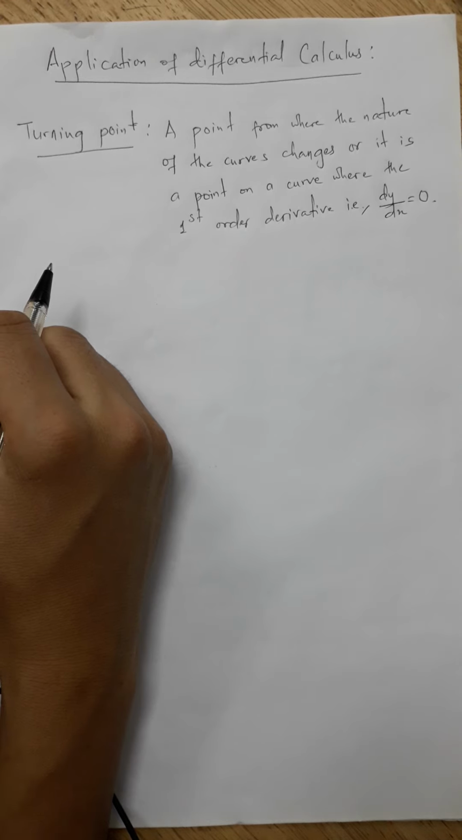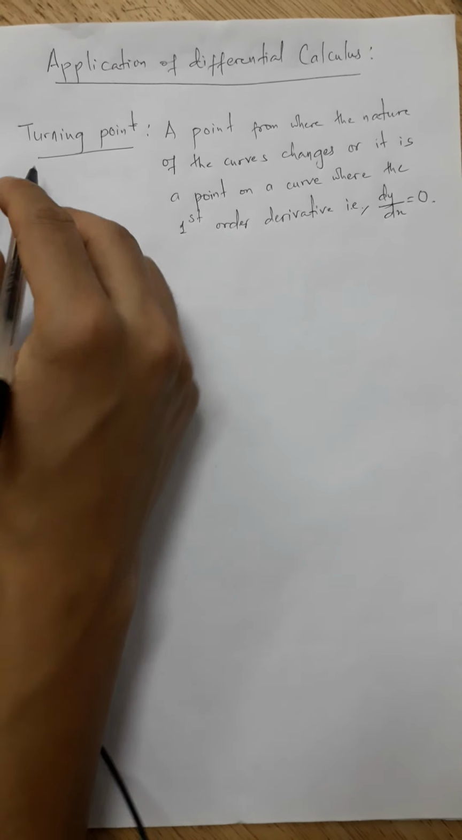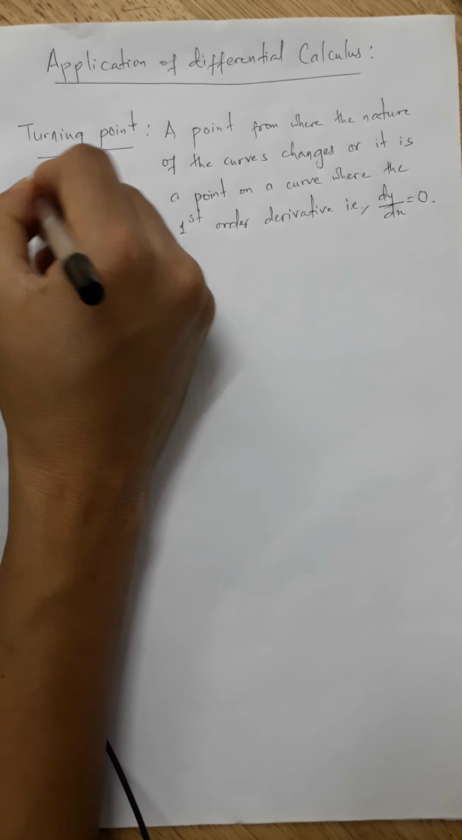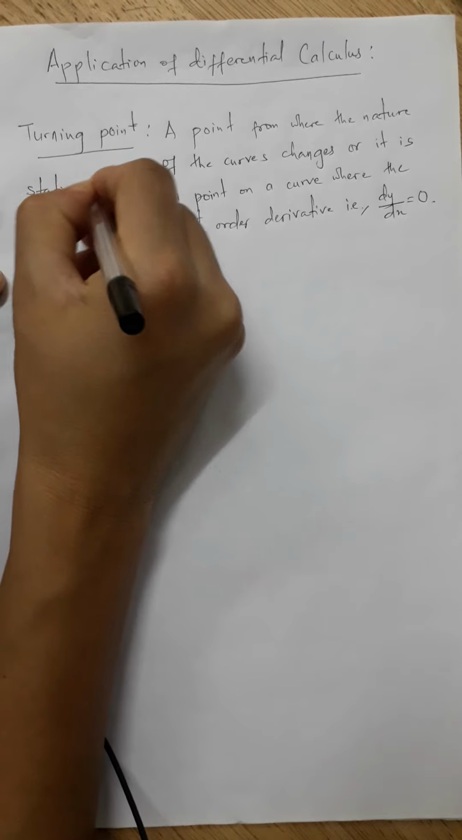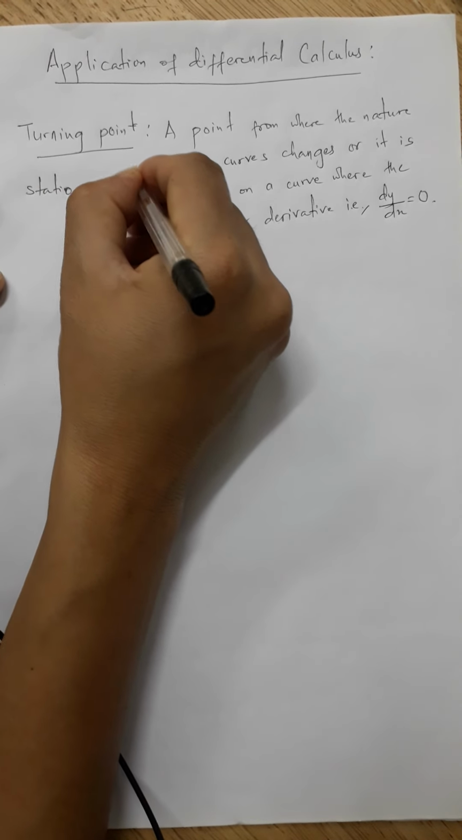Today we're going to look at application of differential calculus in finding maxima and minima. In particular, we're going to learn how to solve some of the maximum and minimum problems. Before we venture into solving maxima and minima problems, we need to understand what a turning point is. A turning point is also sometimes called a stationary point.